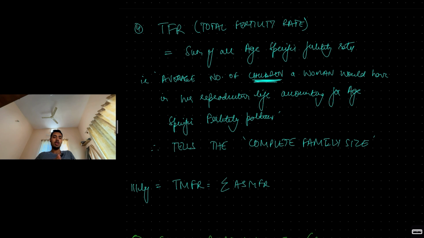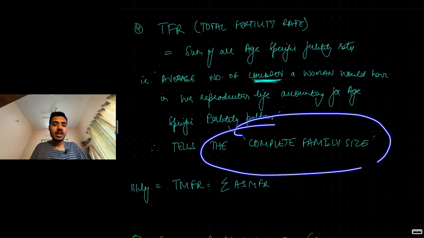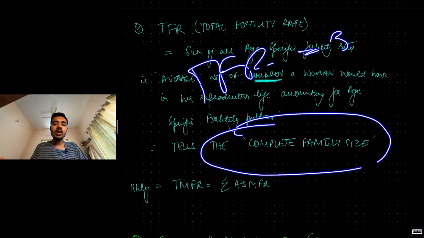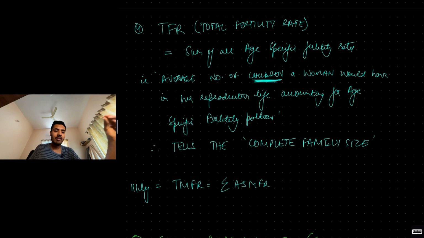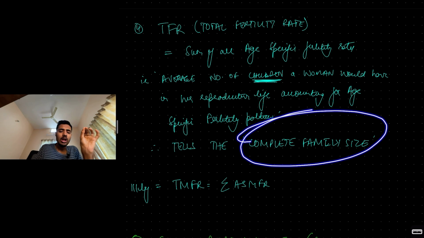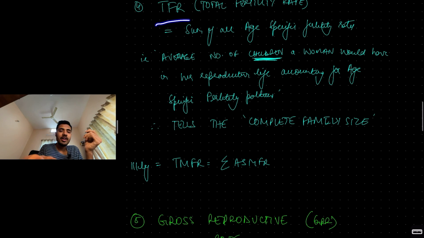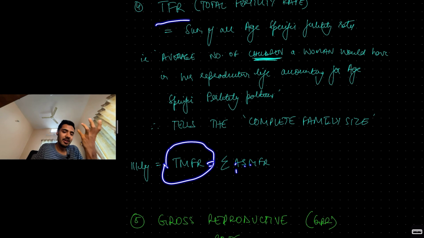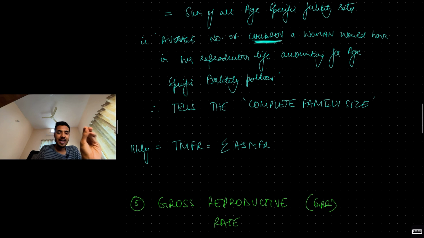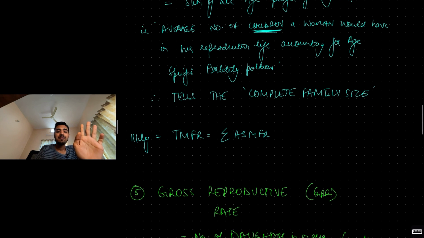So, because it's telling you the number of total children a woman would have in her life, it is giving you the complete family size. If the TFR is 3, that is, in a given area, a woman will have approximately 3 children. So, what is her family size? 3 children plus mother, father, 5. So, it is giving you an approximate of the complete family size. Okay. Similarly, total marital fertility rate, where sum of all the age specific marital fertility rates. Understood? This marital part is just one, it is very silly. Okay. That is about TFR.